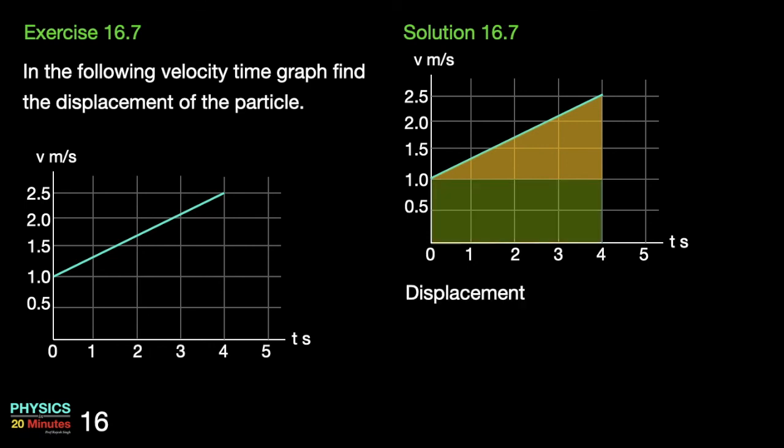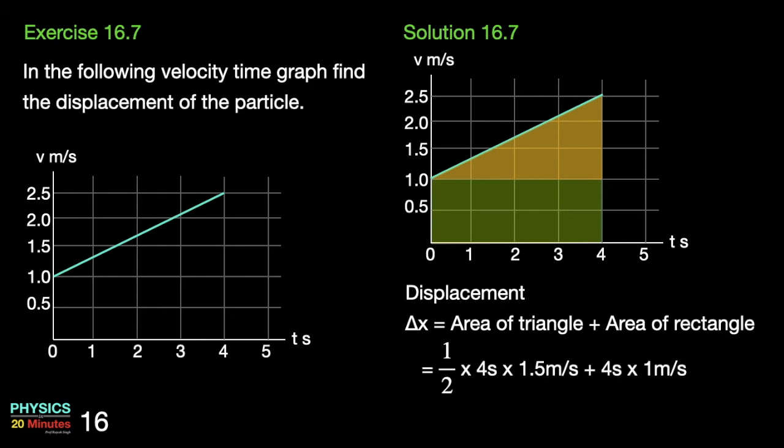Therefore, the displacement delta x will be the sum of the two areas, that is the area of the triangle plus the area of the rectangle. The area of the triangle is half into base into height. The base is 4 second. The height is 2.5 minus 1, which is 1.5 meter per second. Therefore, it is 1 by 2 into 4 second into 1.5 meter per second. The length of the rectangle is 4 second. Its breadth is 1 meter per second. So if you multiply the two, your final answer will be 7 meter.